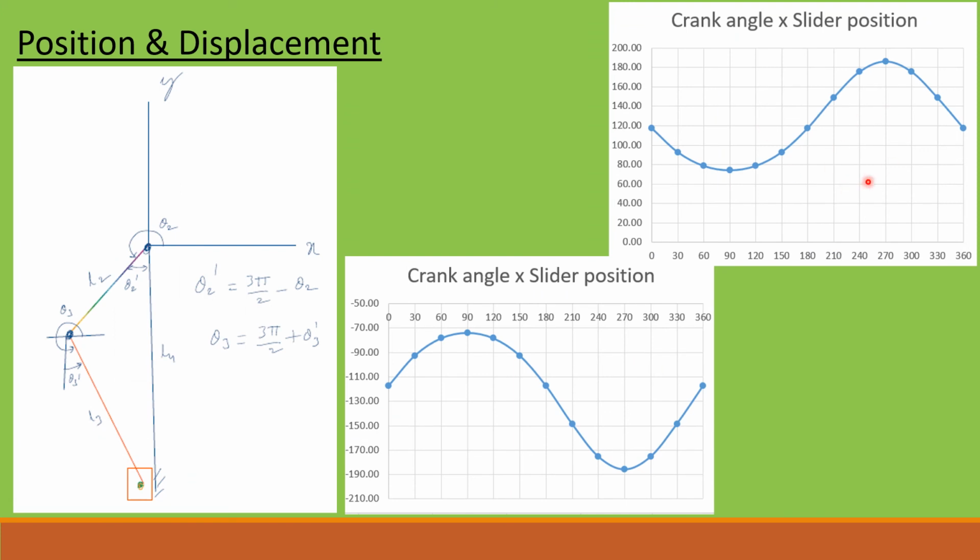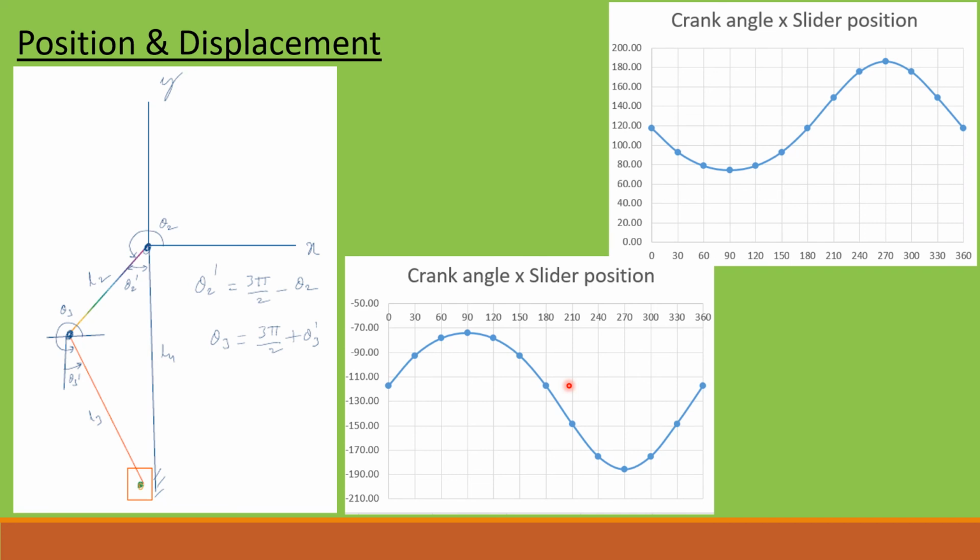In this graph, we have plotted crank angle versus slider position, and slider position we have taken positive values. So at 90 degrees it is minimum, and at 270 degrees it is maximum. At 90 degrees, L3 minus L2 will happen. At 270 degrees we get L2 plus L3. So slider position at 270 degrees is maximum.